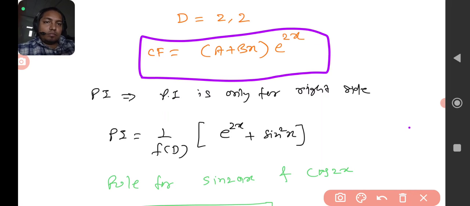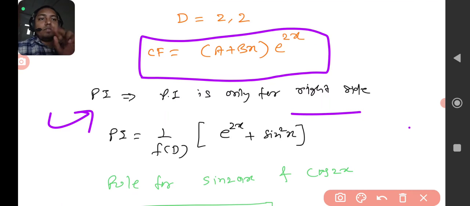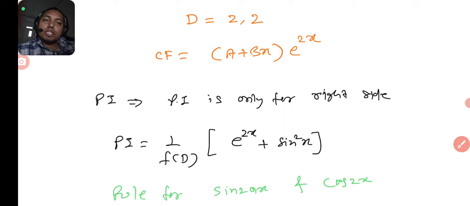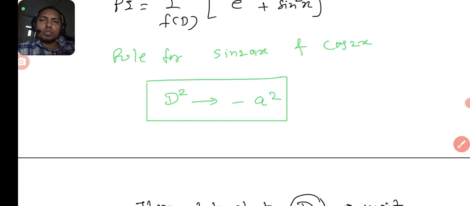And in the PI, we have to find it only for the right side. In the right side we have two types of functions. One is e power 2x and one is sine square x. For e power 2x we have already seen in the last class how to do it, but for sine square x our first job is to convert sine square x into sine 2x or cos 2x.